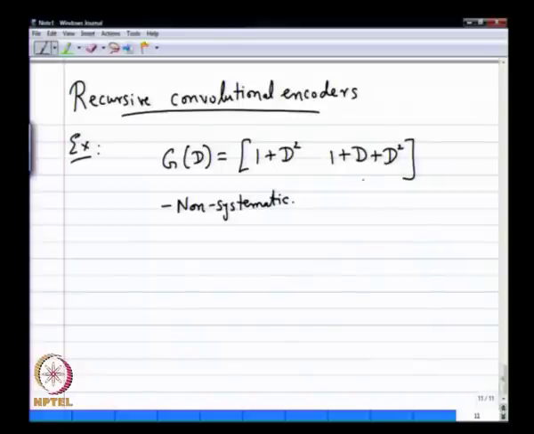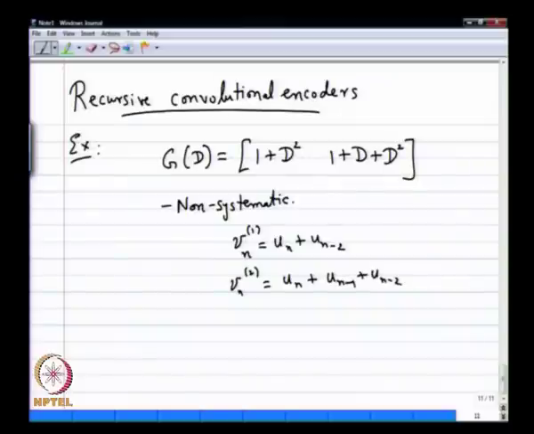To get a systematic form, what will be needed in the G of D? You need a 1. A 1 will give me systematic. Remember, this gives you two outputs: Vn1 equals un plus un minus 2, and Vn2 equals un plus un minus 1 plus un minus 2. If I want it to be systematic, I want Vn1 to be equal to un itself. Only then will I get a systematic form.